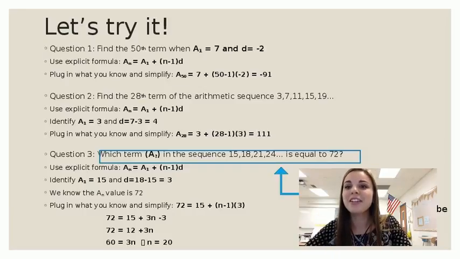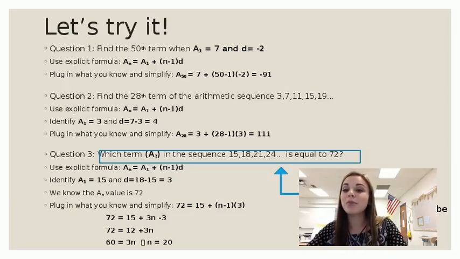Okay, welcome back. So we are going to go over the answers to those 3 questions that you just tried to work out. In question 1, it says find the 50th term when a sub 1 equals 7 and d equals -2. Because it's the 50th term and it's nowhere near the beginning, we definitely want to use the explicit formula. You don't want to take all that time punching in your calculator 50 times.